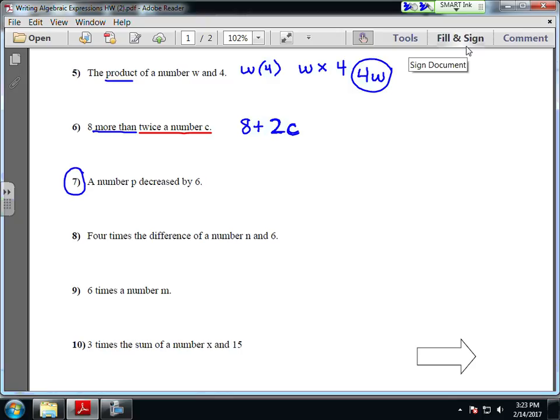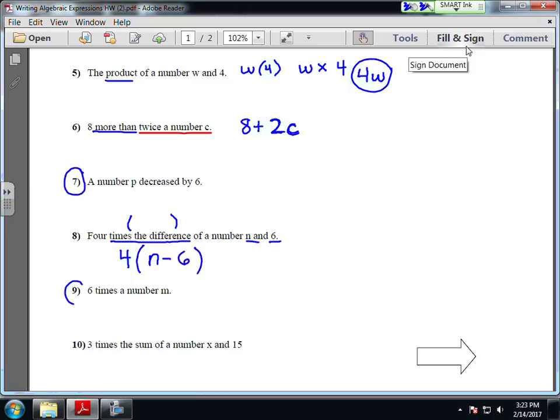All right, let's take a look at number 8. It says 4 times the difference of a number N and 6. Whenever it says 4 times the difference, it means we're going to need parentheses. We do 4 times the difference of a number n and 6. What am I going to do with n and 6? What does difference mean? Yes, I'm going to do n minus 6.